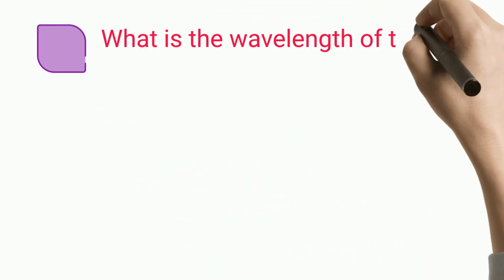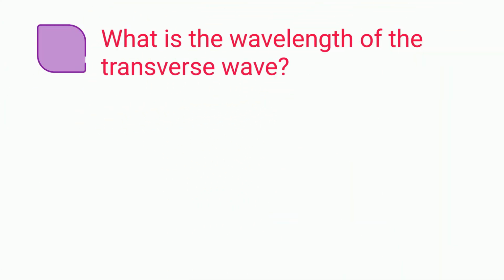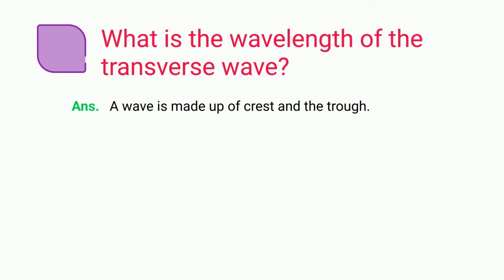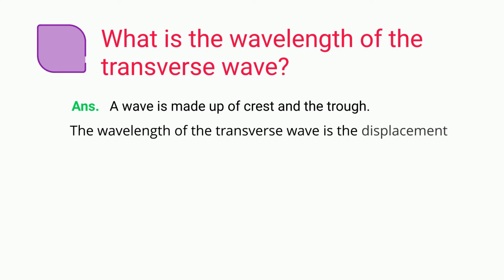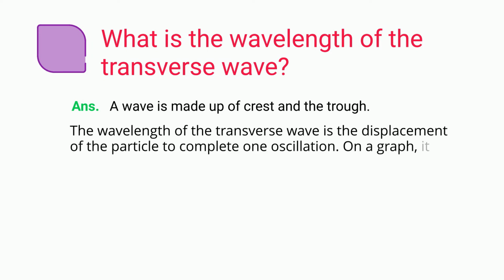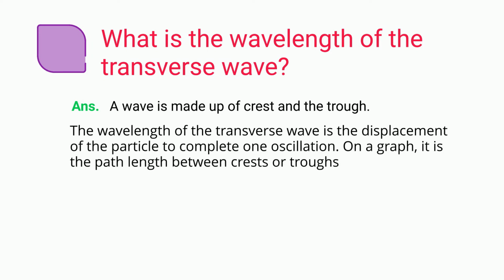What is the wavelength of the transverse wave? A wave is made up of crests and troughs. The wavelength of the transverse wave is the displacement of the particle to complete one oscillation. On a graph, it is the path length between crests or troughs.